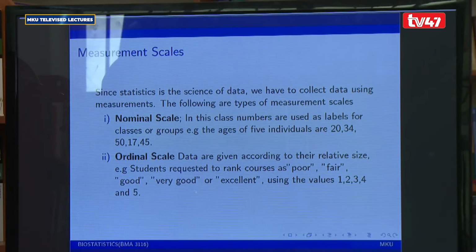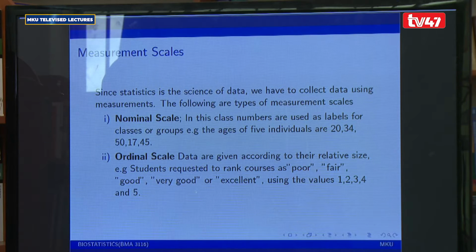Now, we look at measurement scales. Of course, when you go to collect data, you'll have to use a scale. How are you collecting data? Are they values? Are they in an interval? Are they ordered? And so on. So, we look at 4 major types of measurement scales in theory.